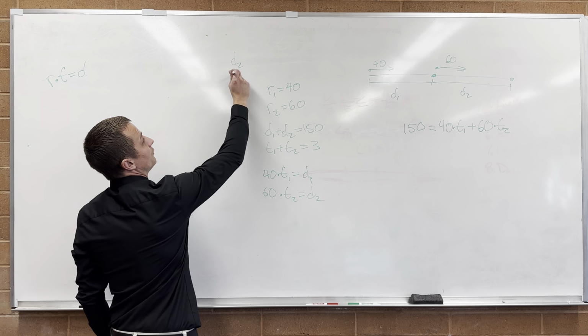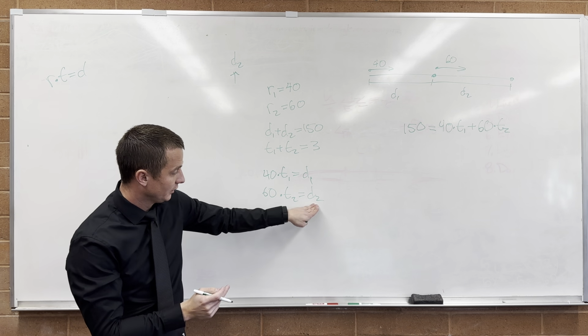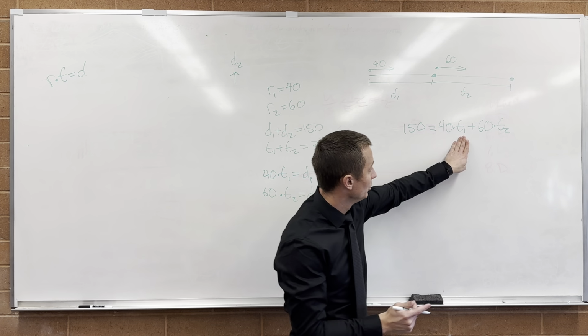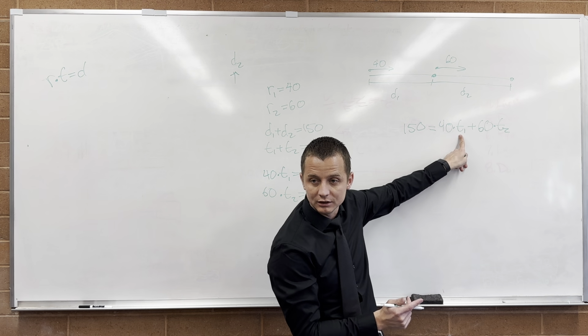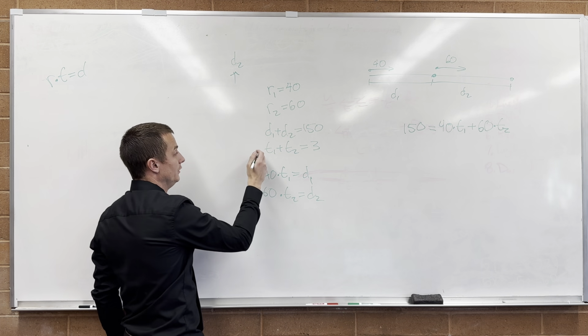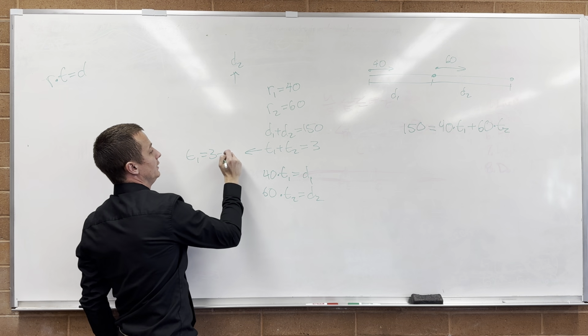This is ultimately the variable I'm solving for, D2. So if I know T2, I can calculate D2. So I want to rewrite this with only T2's in it. I want to replace T1 with a T2. From this equation I can. This equation tells me that T1 is equal to 3 minus T2.